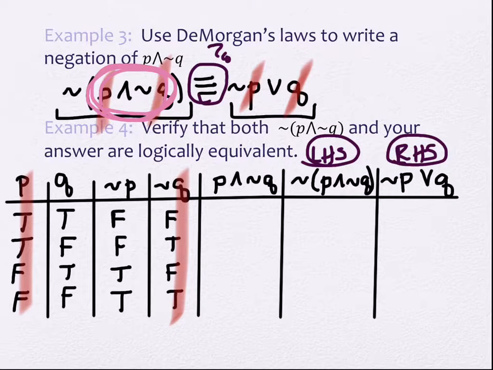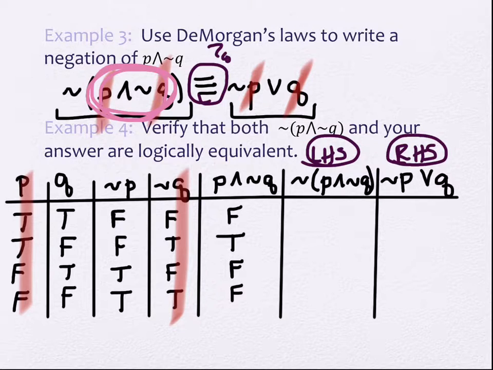So the first row, I have a T in the P column, and I have an F in the tilde Q column. So true and false gives me false. Second row, true and true gives me true. Third row, false and false gives me false. Fourth row, false and true gives me false. Okay.